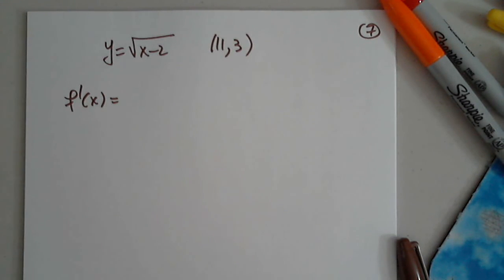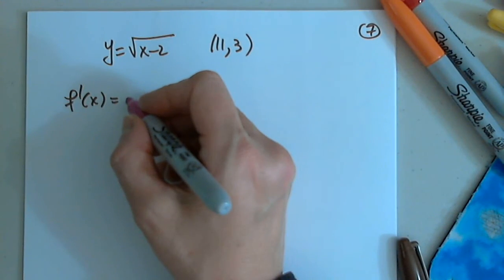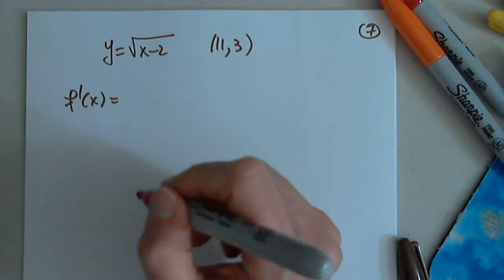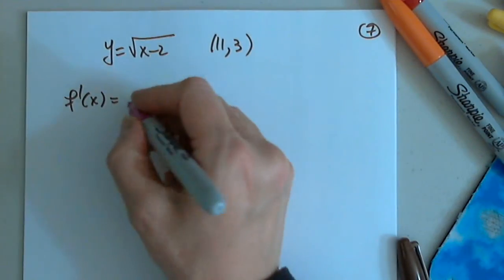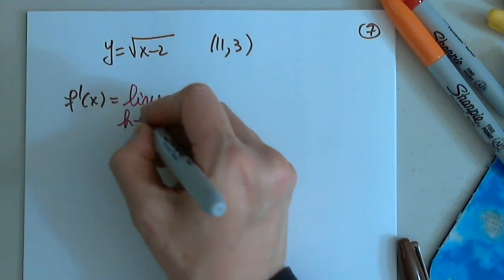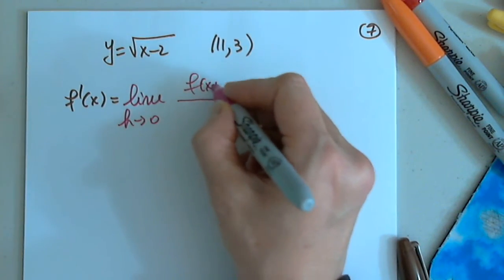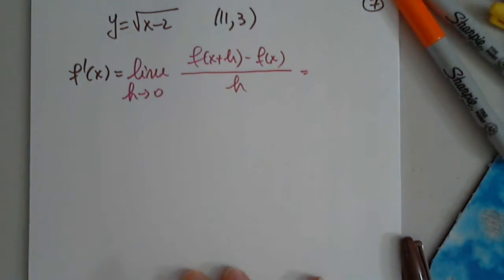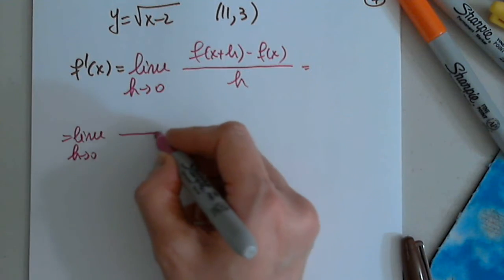Can we just do f of x plus h minus f of x over h? No, because I'm missing an important part here. The limit. Yes, exactly. Limit as h approaches 0 of f of x plus h minus f of x divided by h. So then we have limit as h approaches 0.